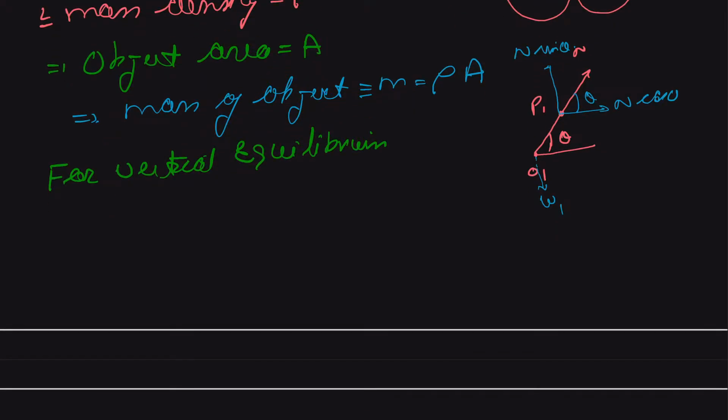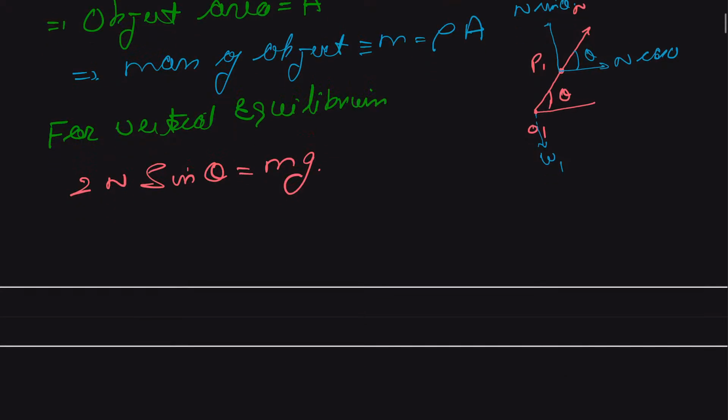we can say that 2N sine of theta is equal to m times g. Okay. And from here we can write that the value of N will be equal to mg by 2 sine of theta.